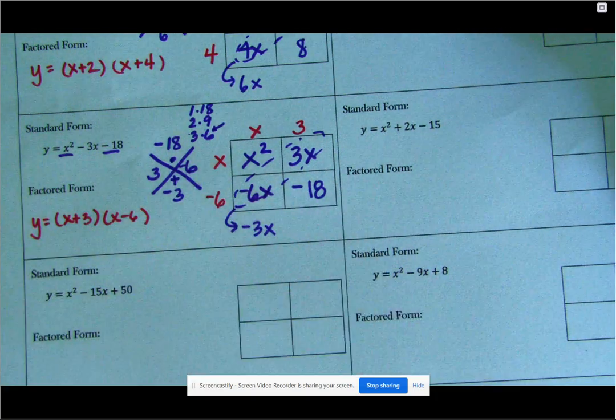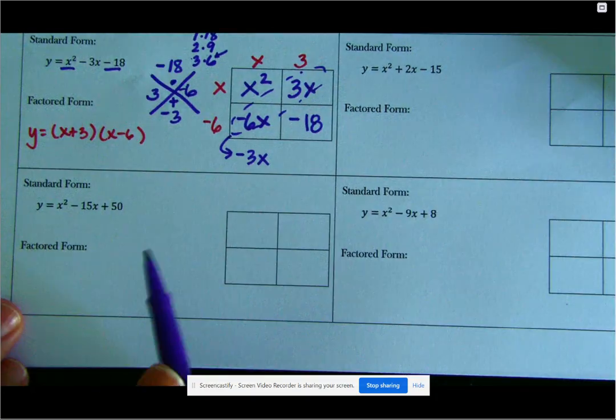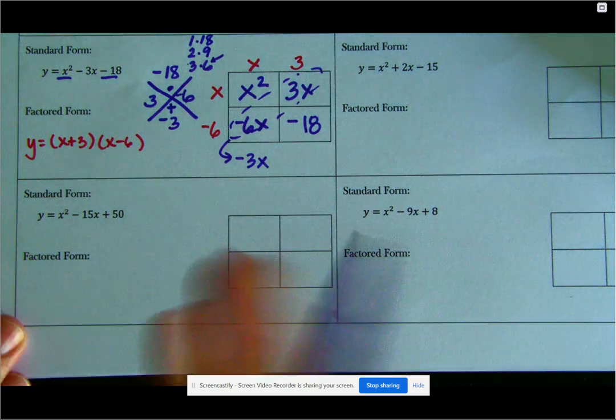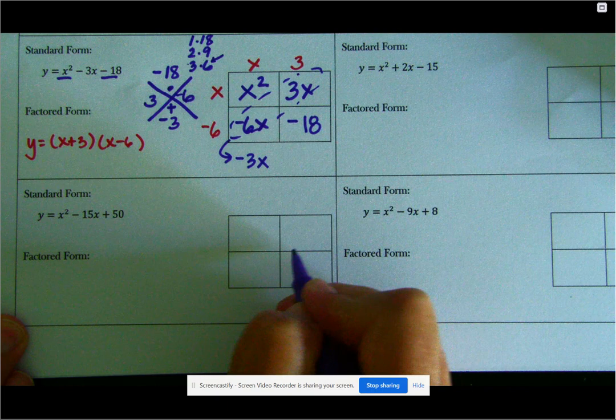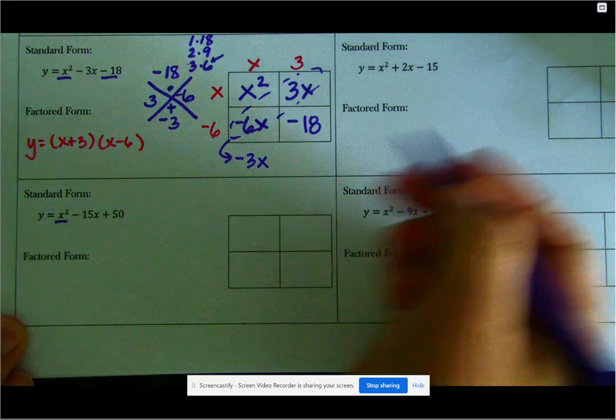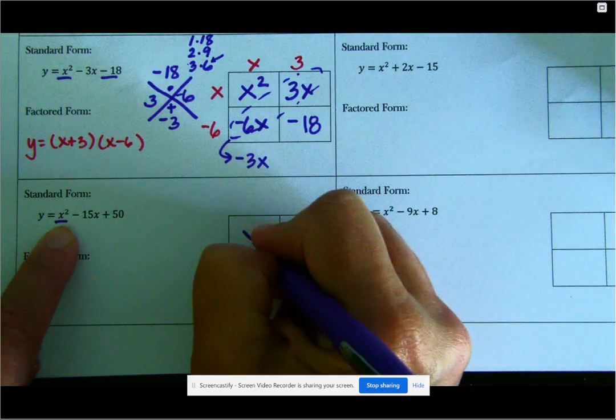Okay, next one. All right, you're going to start to see some patterns of how this works as we go a little bit faster. So when you're in standard form and you're using the box method, the first term goes in the top left corner.